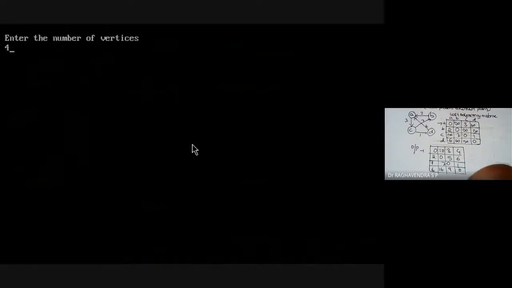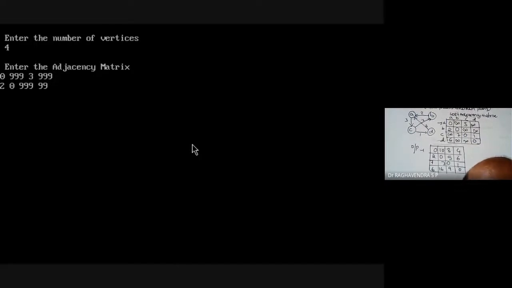So 4 will be the next adjacency matrix, that is the cost adjacency matrix. So 0, infinity, infinity, sorry, 3 I think. 3, and we have infinity, 2, 0, double infinity. Then we have infinity, we have 7, 0, and 1. Then we have 6, double infinity, and 0. So this is the input.